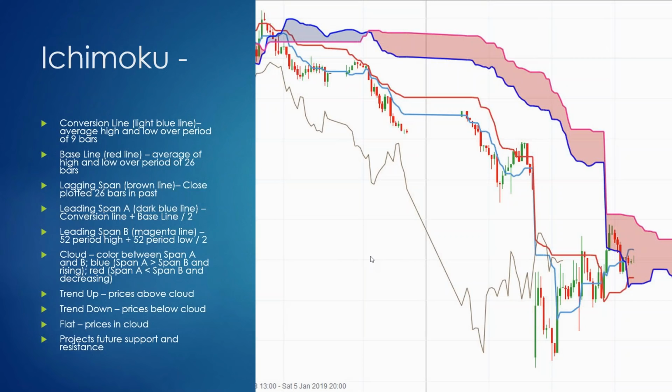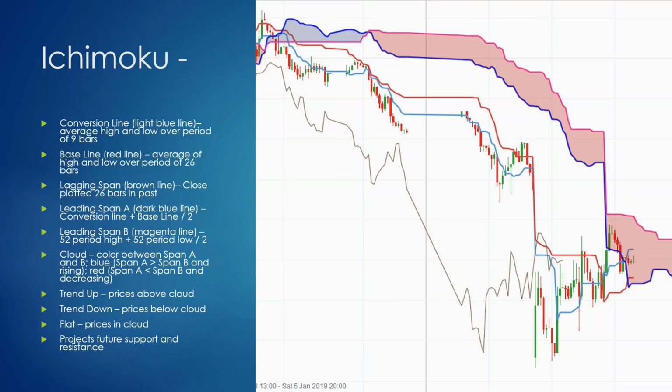Now, today we're going to be combining two technical analysis indicators. The first one that we will be using is the Ichimoku, and we're using it more or less as a support and resistance indicator. Okay?